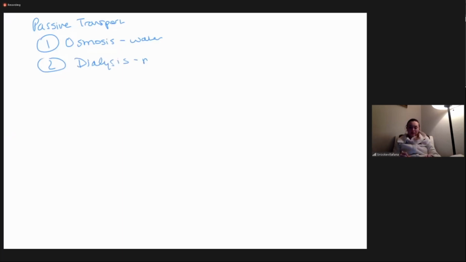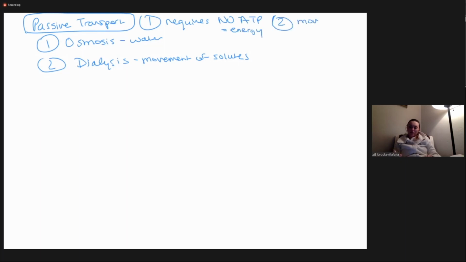And dialysis is for the movement of solutes, right? And what are the two big rules with passive transport? It requires no ATP, which is energy, no cellular energy, and it moves with or down the concentration gradient, right? So our first example of dialysis is simple diffusion.